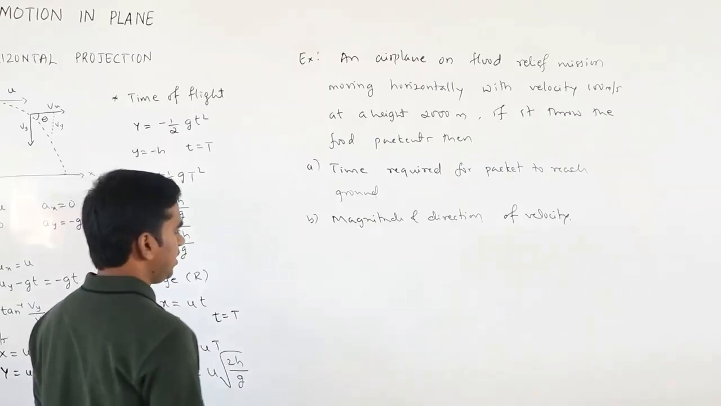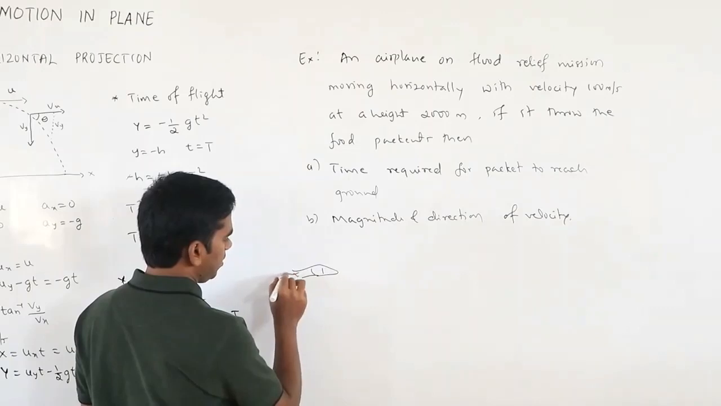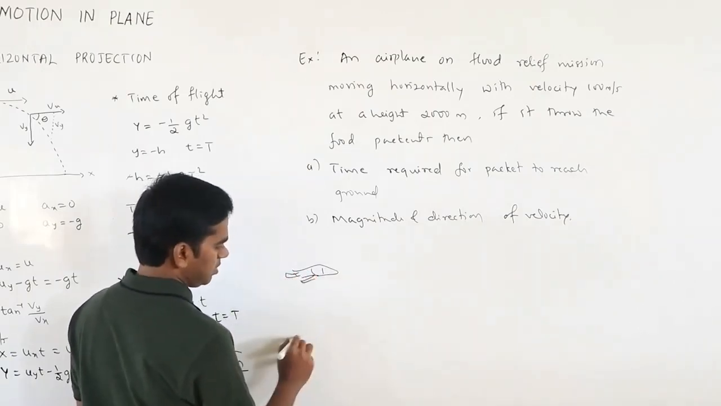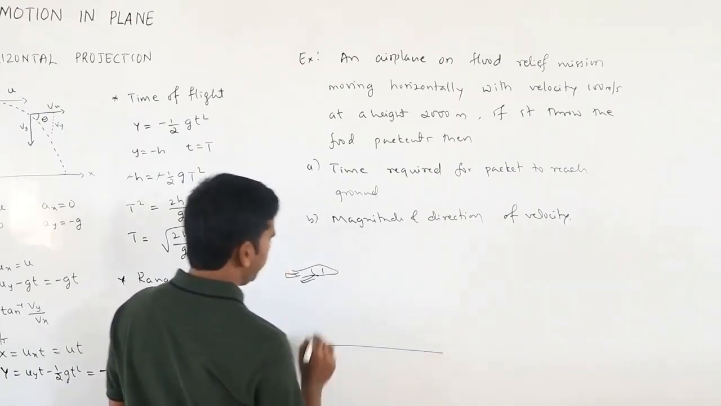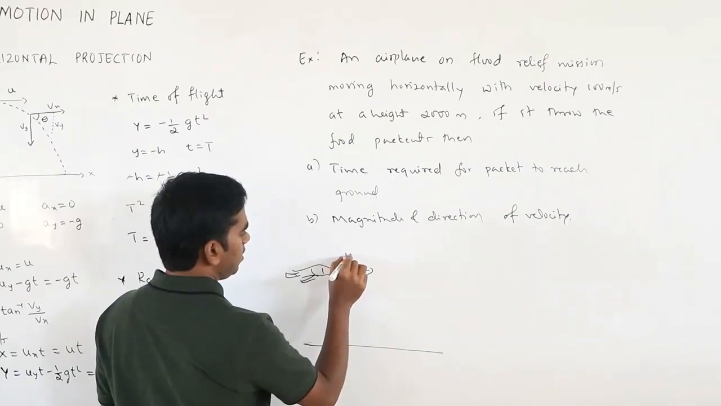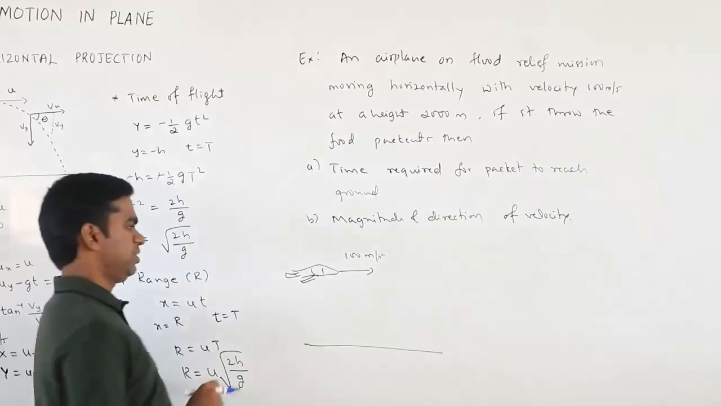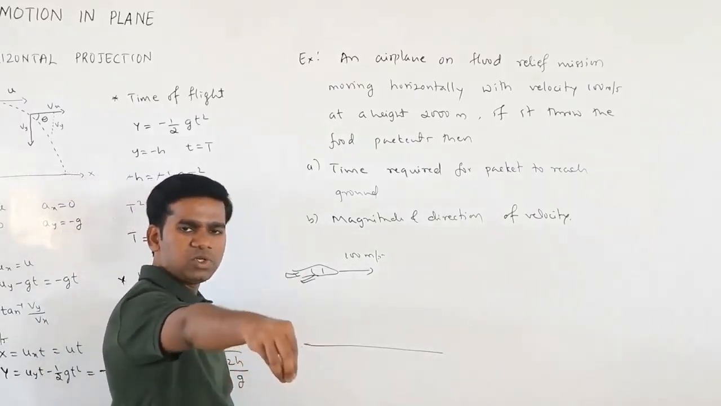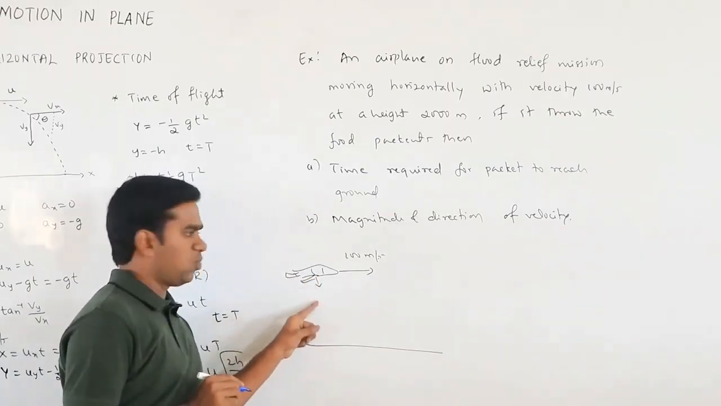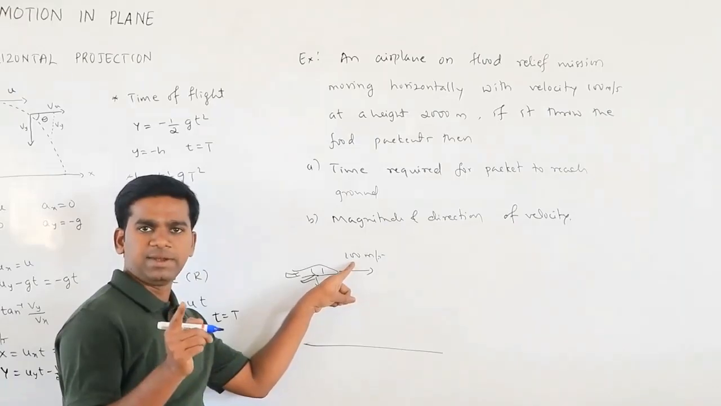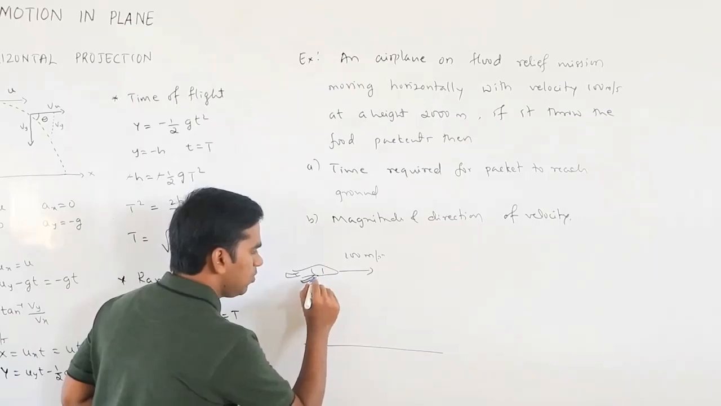So the question is, there is some jet aeroplane, and this is the flooded area. It is moving with velocity 100 meter per second. This is going to be the initial velocity of projection. They simply drop the food packet. It will not come in this direction. Why? Because they are moving with 100 meter per second, obviously this food packet will also move with 100 meter per second.